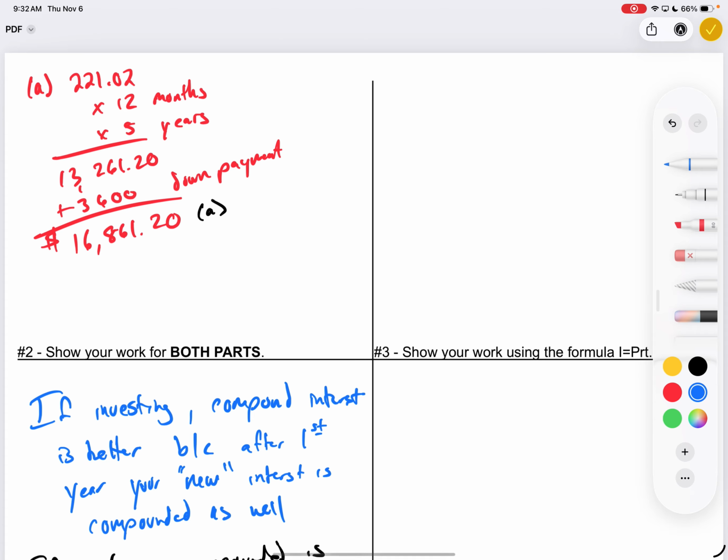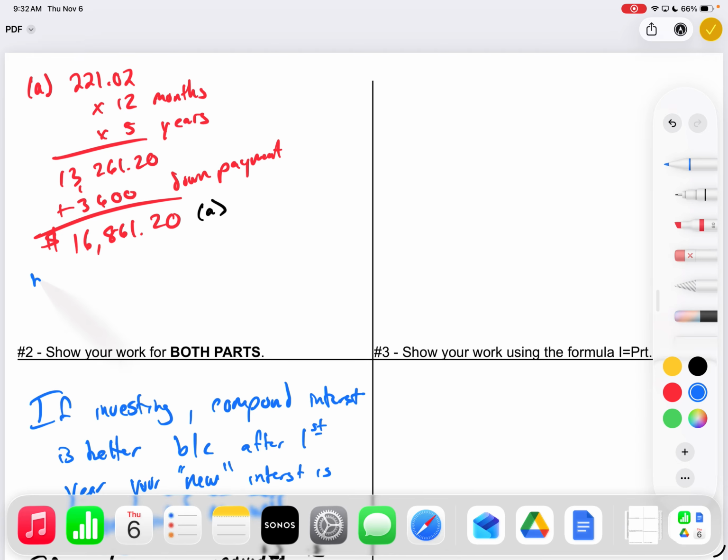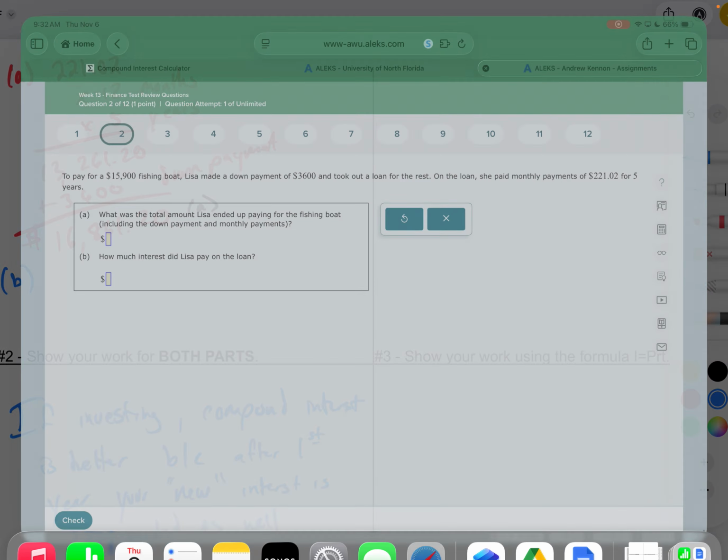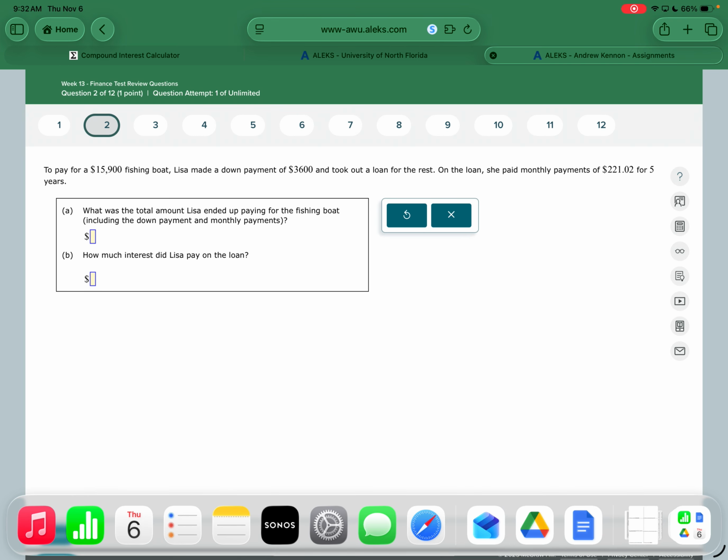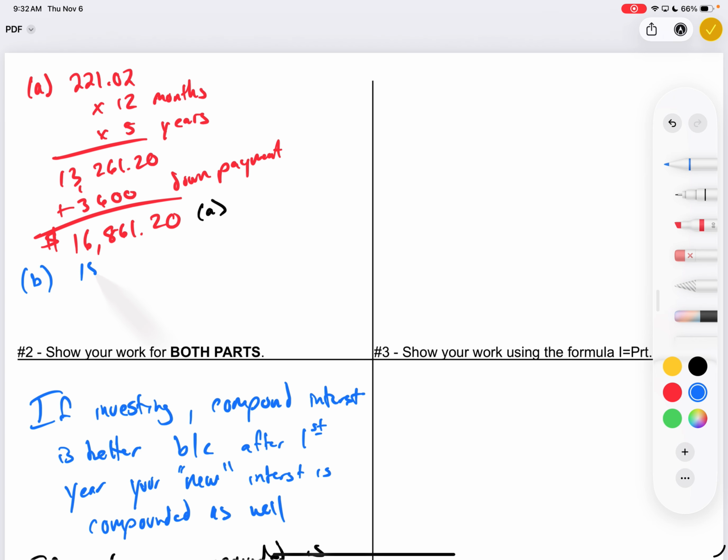And then part B, go back and look at that real quick. It says, how much interest did Lisa pay on the loan? Well, if it costs $15,900, you can subtract that. And that tells you that Lisa paid $961.20. And that would be the answer to part B.